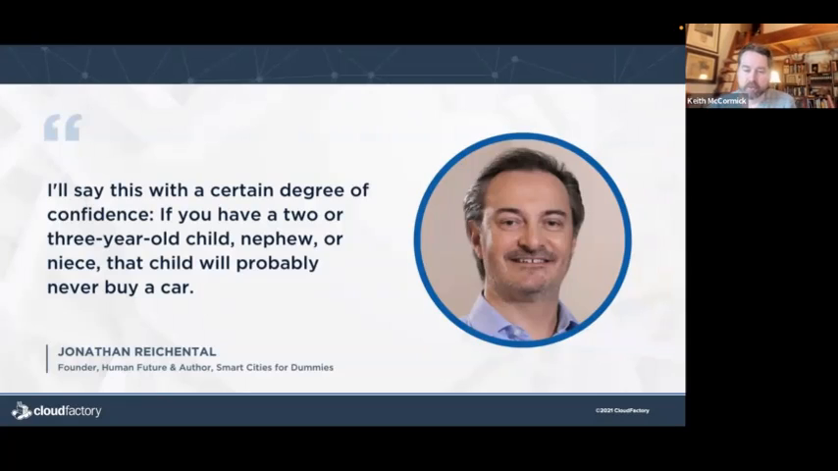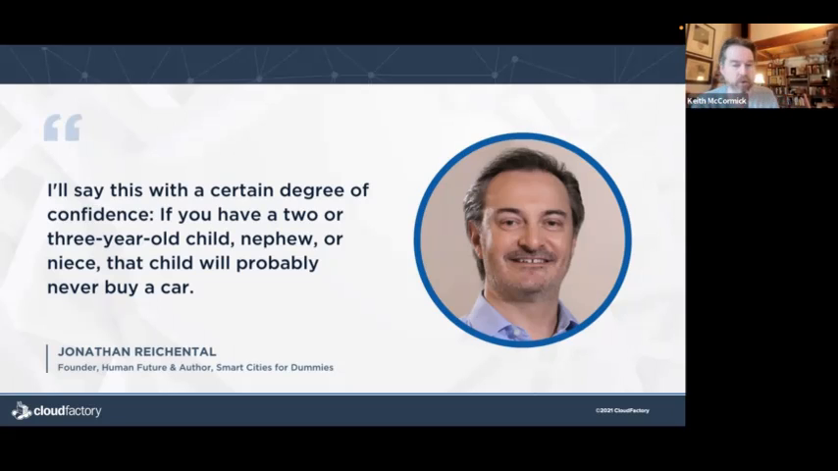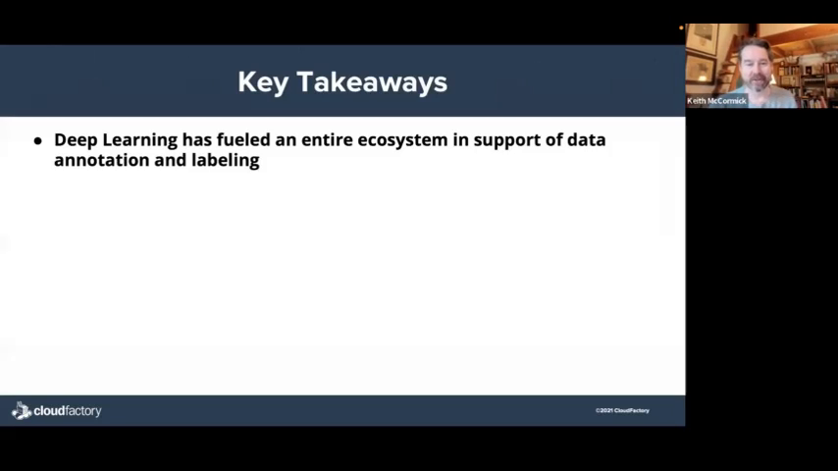So this is a gentleman that I just think is fascinating. His book is one that certainly I'd recommend, Smart Cities for Dummies, and he does the conference circuit with all the smart cities. And I interviewed him about this, and he made this pretty amazing claim that if you have a young child in your life of 2 or 3 years old, they'll probably never buy a car based on all of these factors.